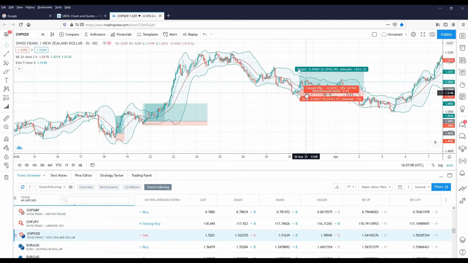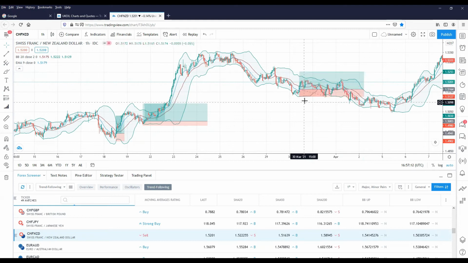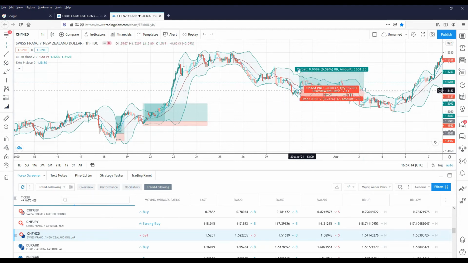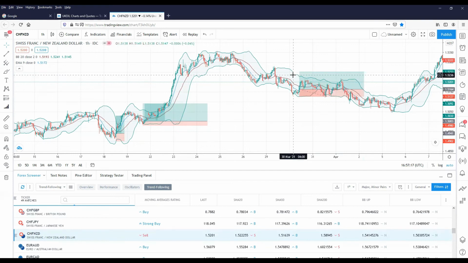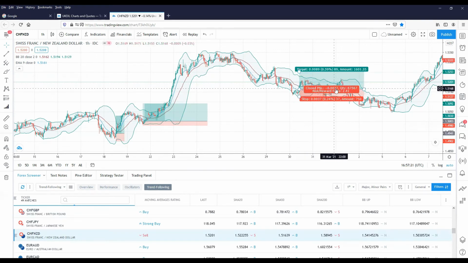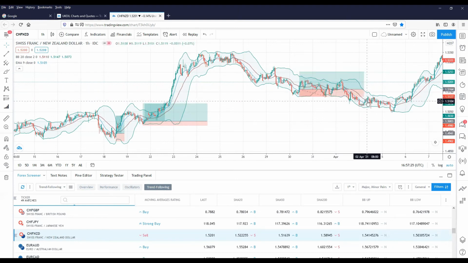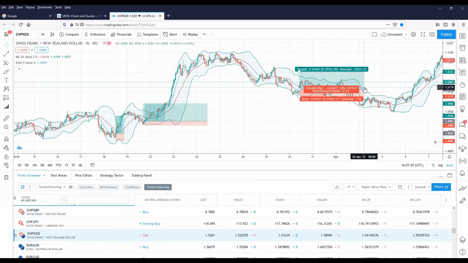Now this trade would have broken even because when the trade went up, I would have moved the stop loss from this point here to about this point here and just wait and see. Now, if you didn't do that and just left the trade open, it would have just kept going sideways for a while and then closed in a loss. So if this was a loss, it would have been a small loss.